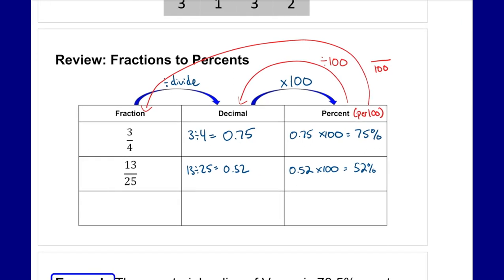So for the last column, we don't see anything in there. I want you to come up with a fraction of your own and figure out the decimal and the percent. Try to not make it an improper fraction. We want to keep our decimals and our percents within 100% or 1.